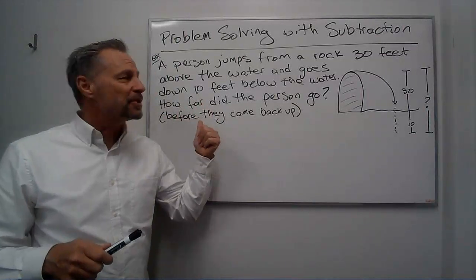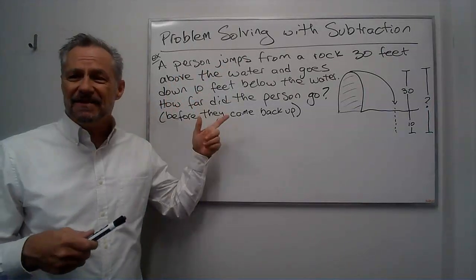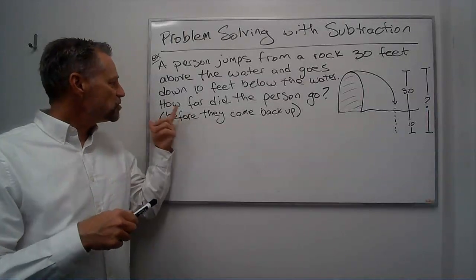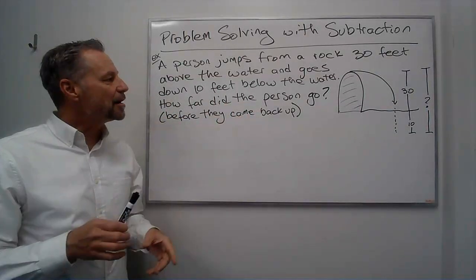So we've got an example here. A person jumps from a rock 30 feet above the water and goes down 10 feet below the water. How far did the person go, obviously before they came back up?